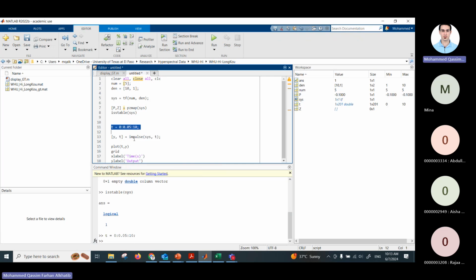All right, and the command is basically you have y as the system behavior, and it will return also the time vector, impulse. So it means find the impulse response.